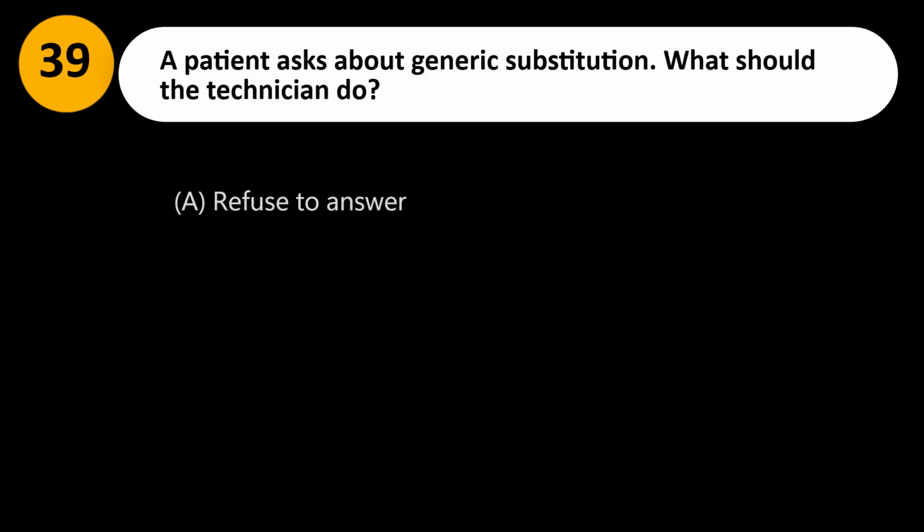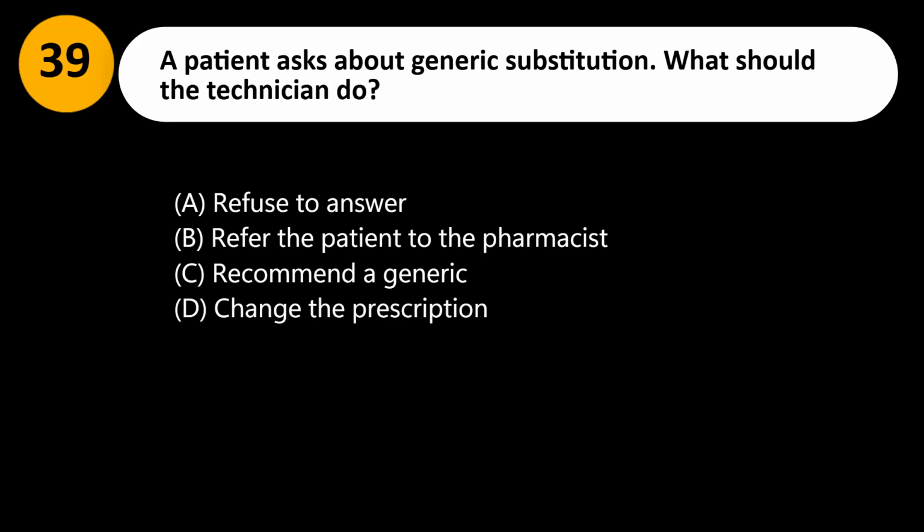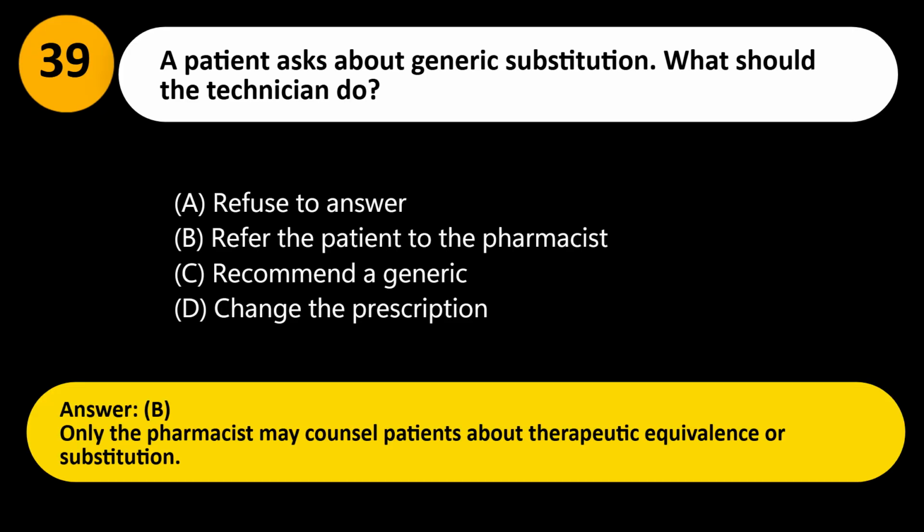A patient asks about generic substitution. What should the technician do? A. Refuse to answer. B. Refer the patient to the pharmacist. C. Recommend a generic. D. Change the prescription. Answer, B. Only the pharmacist may counsel patients about therapeutic equivalence or substitution.